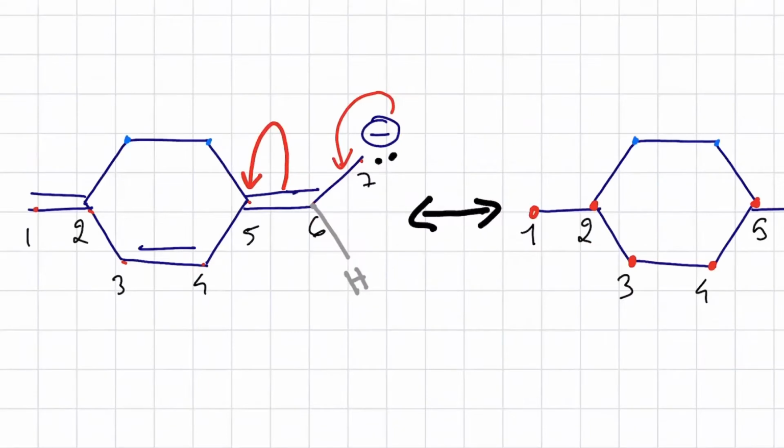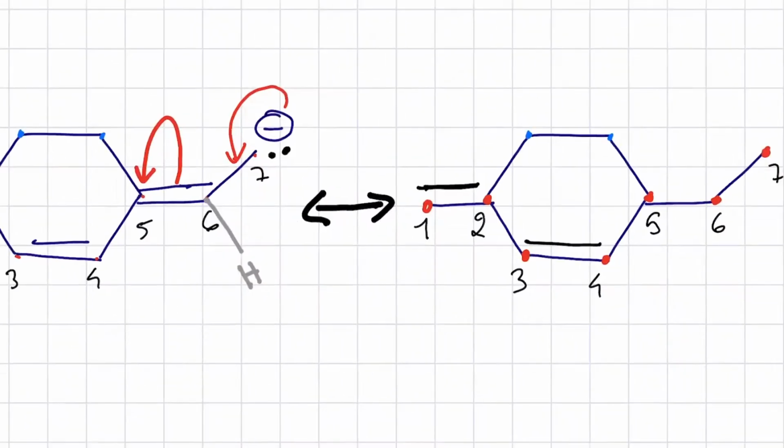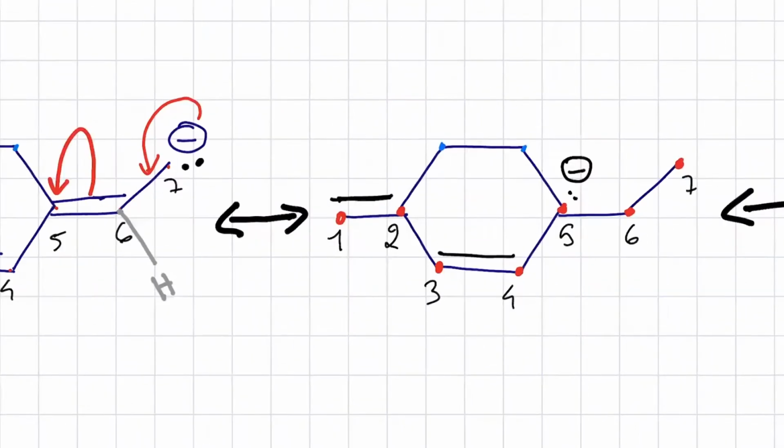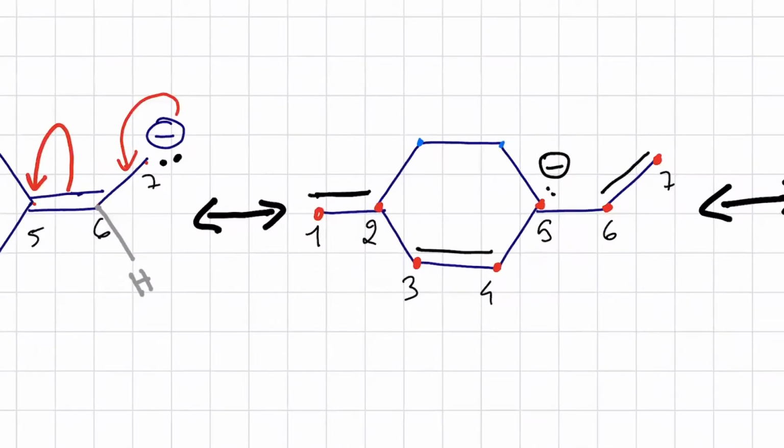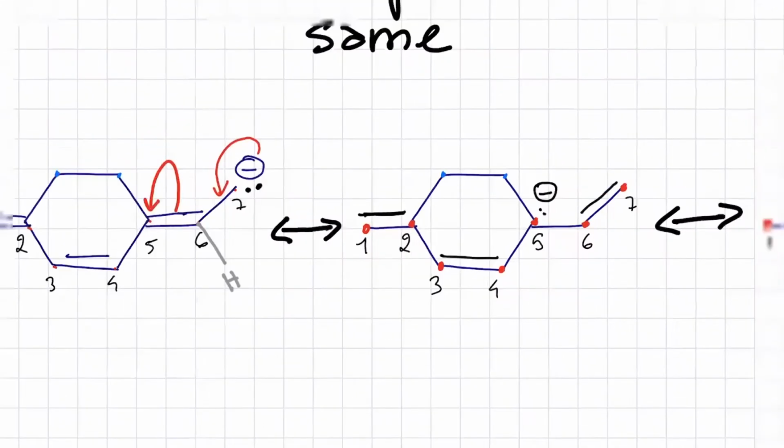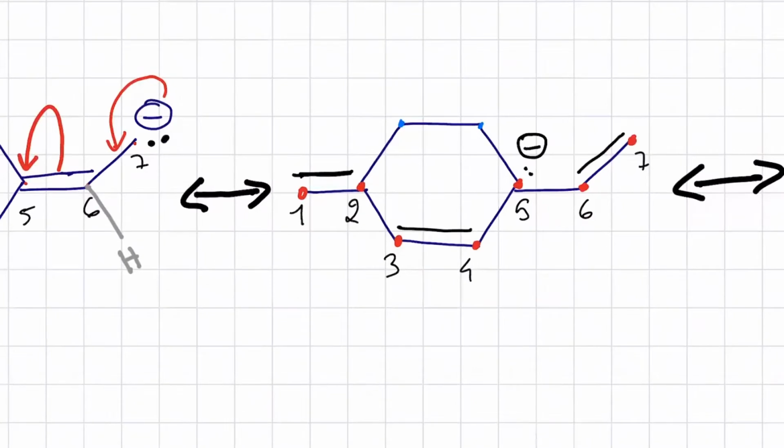We haven't touched the bond between 1 and 2, so I'm going to make sure I put it back. We haven't touched the bond between 3 and 7. However, we did push our electrons onto carbon 5. So that means carbon 5 now will have the negative charge, and we created a new bond between carbon 6 and 7. Okay, so that's one of the resonance structures.